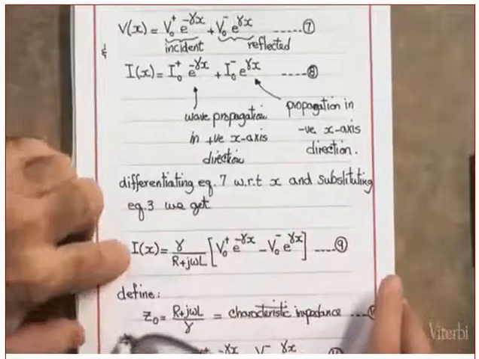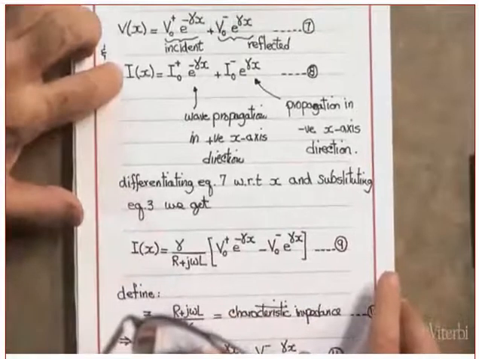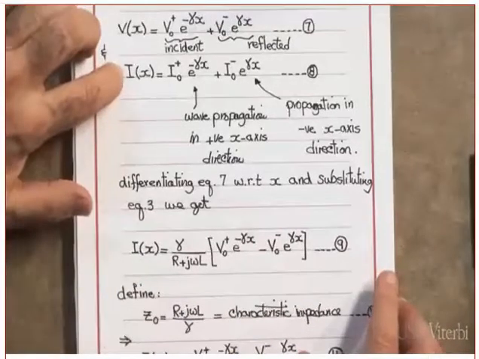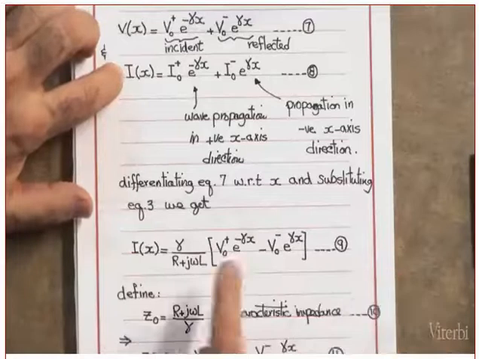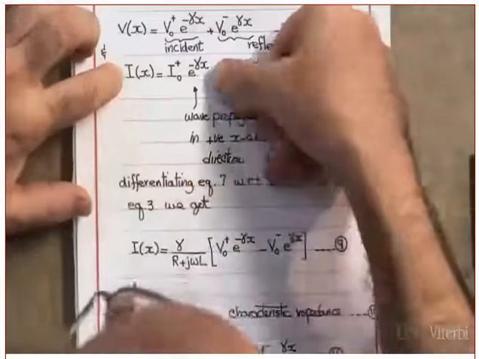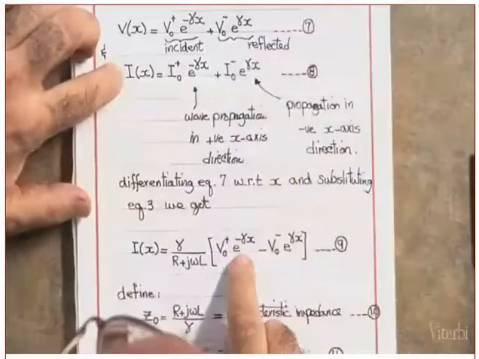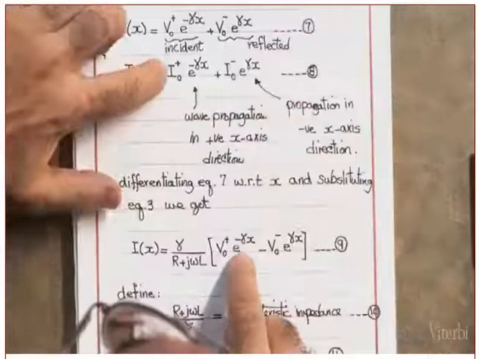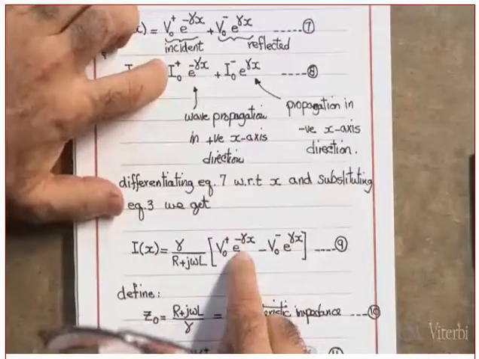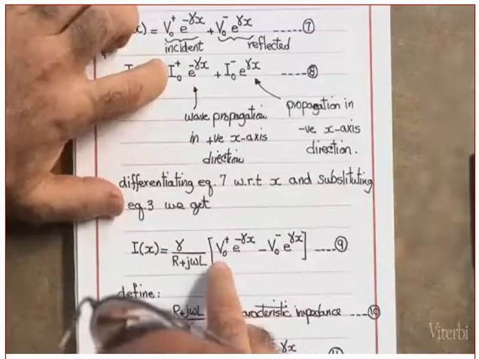And then I compare this I of x to this I of x. What can you tell me? Look at this and look at this. E to the minus gamma x is e to the minus gamma x. Which means what? What is I0 plus?